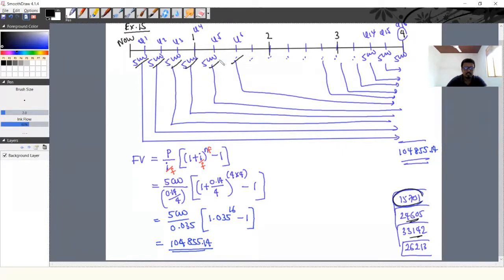Once in every 3 months, we are paying 5,000 for 4 years. It means 16 times we are making this payment. 16 times we are making this payment. Right?